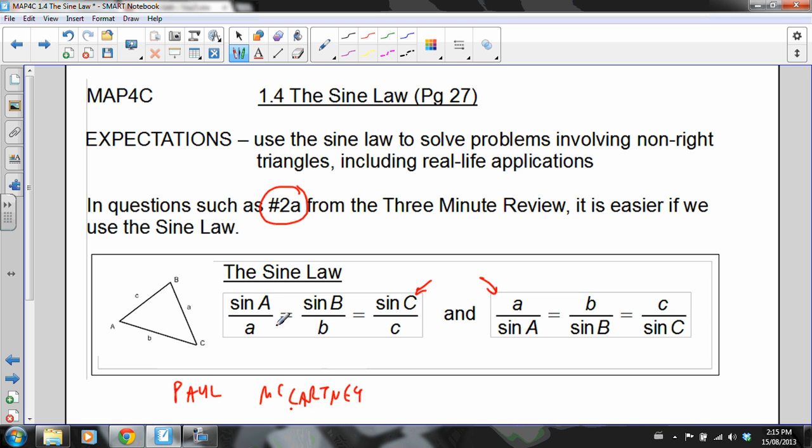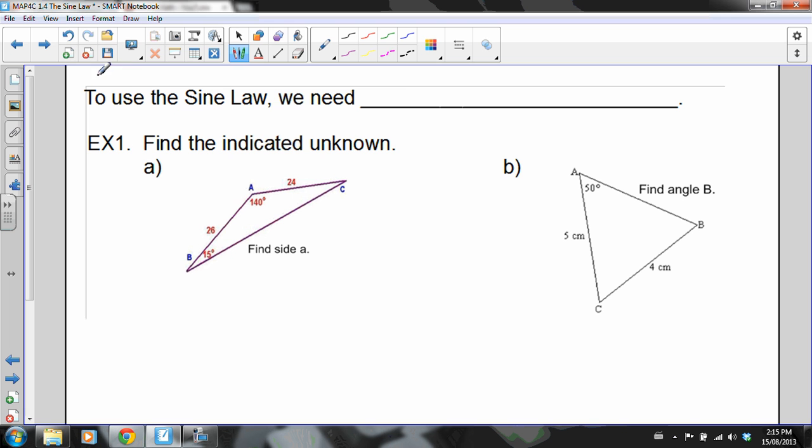But we just have to remember. We just need to remember it ourselves for the test, and we need to be able to use it. So let's see some examples. The big thing for the sine law, to use the sine law, we need an angle side pair. And I'll tell you what I mean.